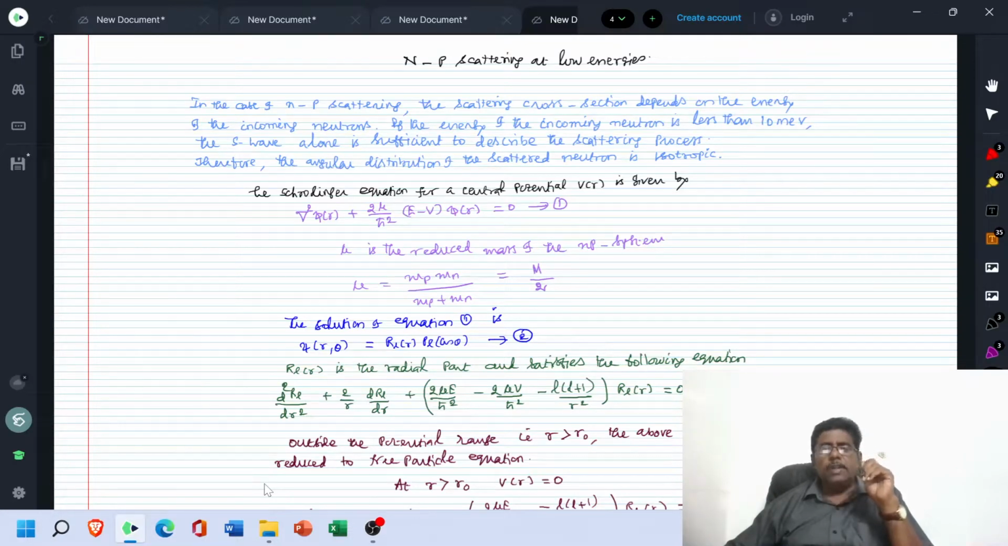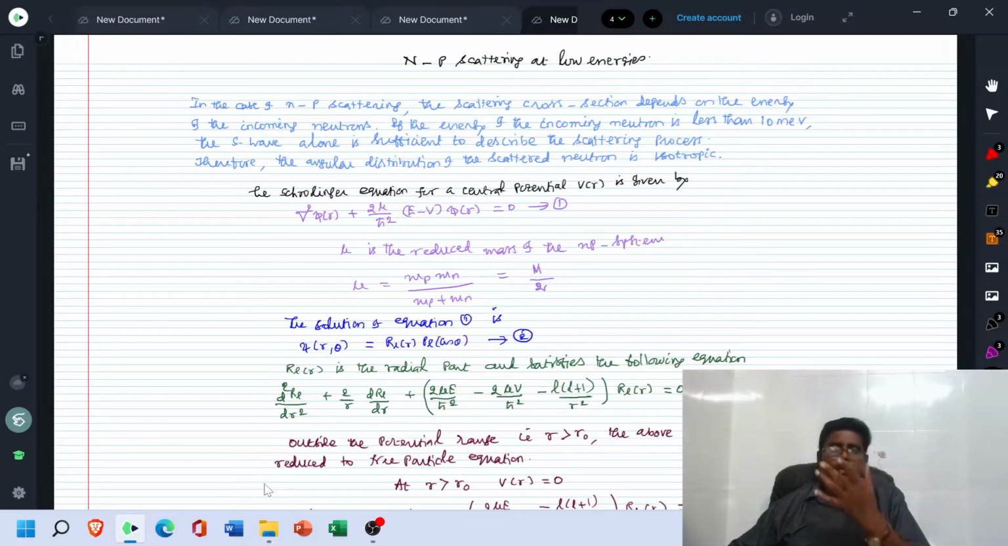If the energy of the incoming neutron is lesser than 10 million electron volt, only a wave with orbital angular momentum quantum number L equal to 0 is sufficient to describe the scattering process. Such a wave is called an S wave, because in the case of NP scattering, the incoming neutron beam is taken as a plane wave.